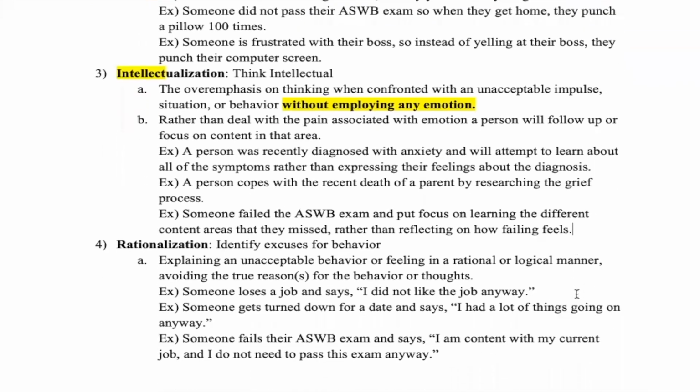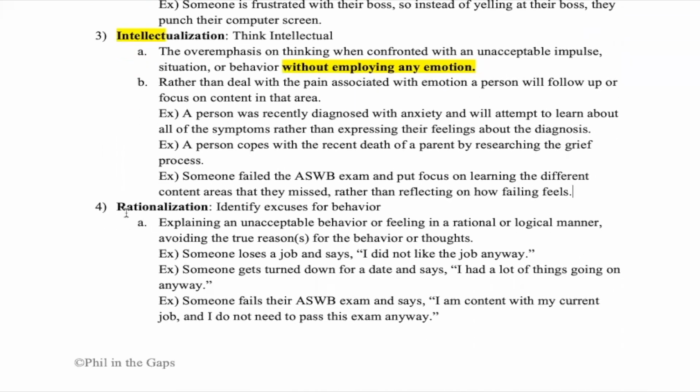The next defense mechanism up to bat is going to be rationalization. So, key emphasis on rational, because this is where somebody is going to come up with rational thoughts to defend the behaviors that they are doing. So, this is where they are going to identify rationales or identify excuses for their behavior.